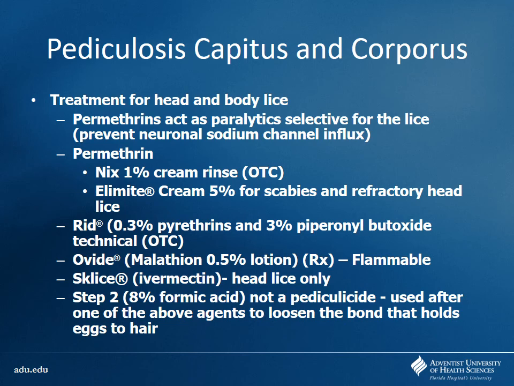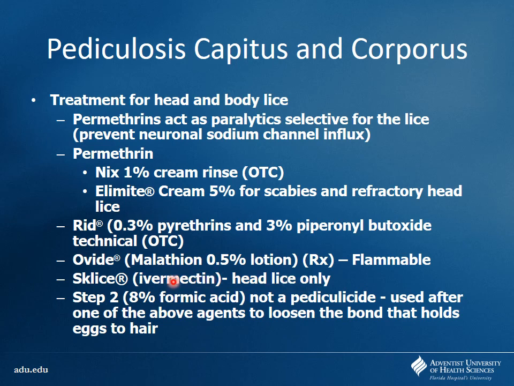If a patient has failed multiple rounds of permethrin, then you need to move on to stronger therapies. We have one called malathion, which is Ovide. This is a very hardcore pesticide that we don't use very frequently due to potential side effects, but it can be used occasionally here. It is flammable because it's in an isopropyl alcohol base, so be careful not to use it around open flames and whatnot. There's also another product called ivermectin, or Sklice, which we can potentially use for head lice only.